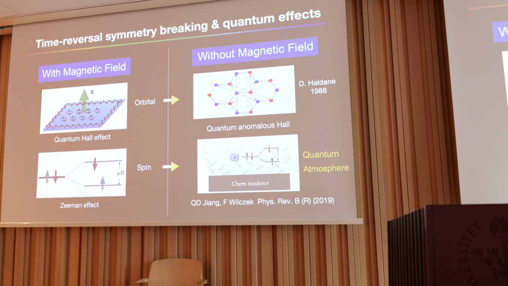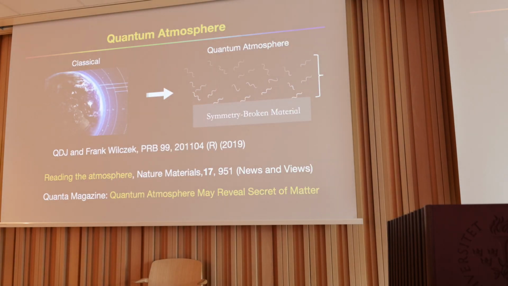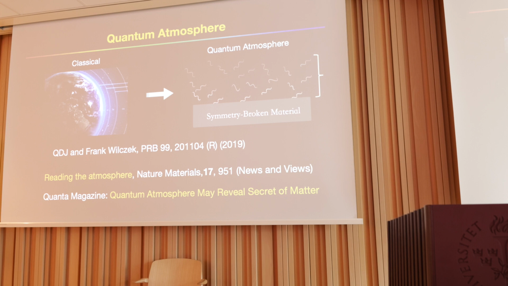And in this quantum atmosphere paper, we show that even though there's no magnetic field, you can still achieve the Zeeman effect. Because in all these works, the essential thing is time-reversal symmetry breaking. It's not the magnetic field. The magnetic field can be zero, but there is still time-reversal symmetry breaking. So why do we call it quantum atmosphere? Because we want to make an analogy to the classical atmosphere of the Earth. The atmosphere of Earth can reflect some properties of our planet. Similarly, the vacuum close to materials can reflect the symmetry properties of the materials. That's why we call it quantum atmosphere.